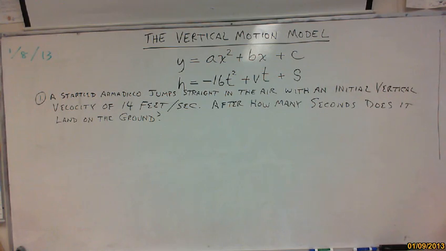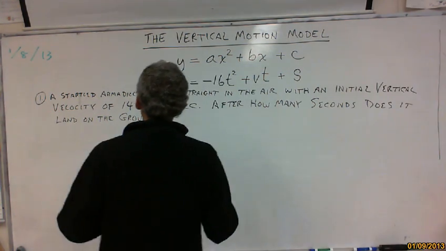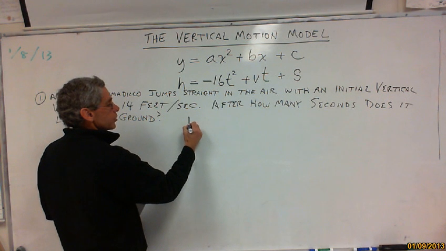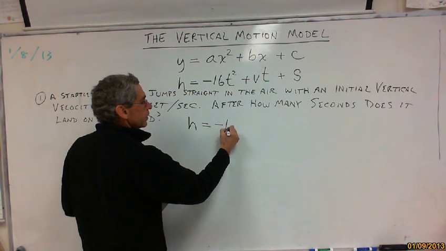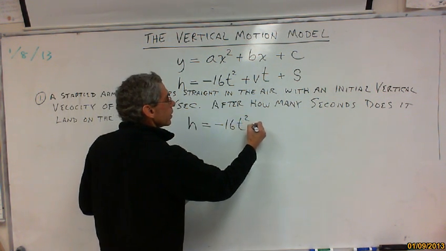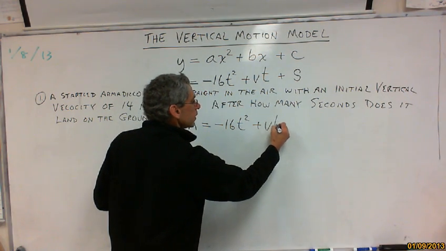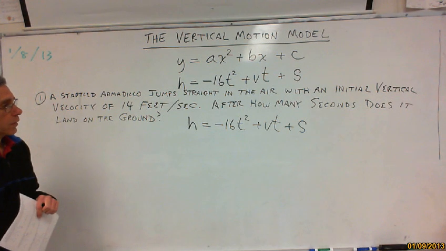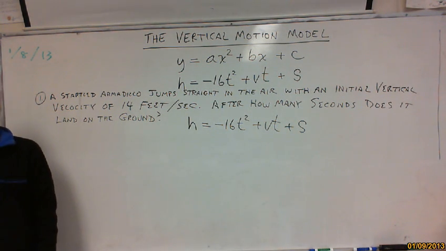Everybody have finished writing it now? Okay, so let's just fill in the blanks. First of all, I'm going to write my equation. H is equal to negative 16t squared plus Vt plus S. Okay, in this, what did they give me?